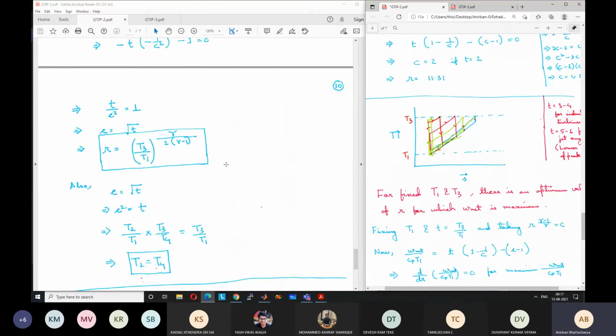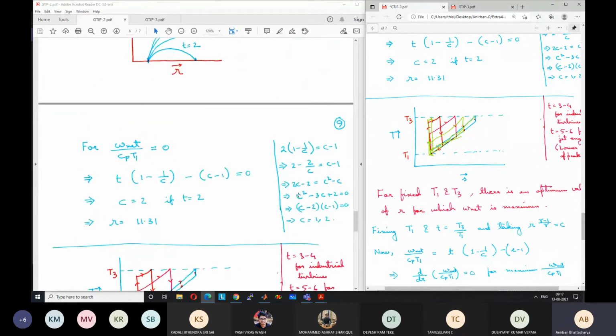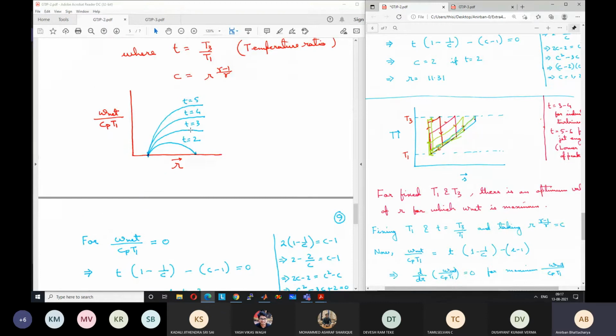Just one final thing to note here is that the optimum R value or optimum C value will depend on what? On the temperature ratio. So when the temperature ratio increases, we have seen that for T equal to 2, the optimum value is less. For T equal to 3, it increases. For T equal to 4, it increases. So the optimum value keeps on increasing because it is equal to the square root of T. So C is equal to square root of T, and from C we can calculate what will be the R value. Okay.